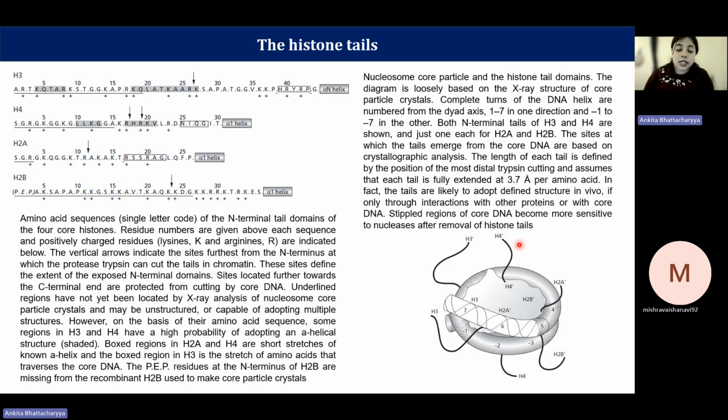So in this case, because it's a protein, using endonucleases will not do the job. So you use a protease. In this case, the protease that has been referred to is trypsin. So the site till which trypsin cuts is, again, you can see it's different in different histone proteins, but that defines the length of the N-terminal tail.